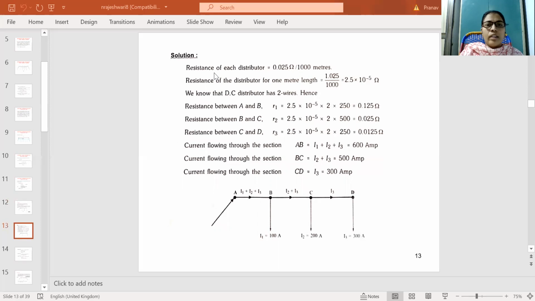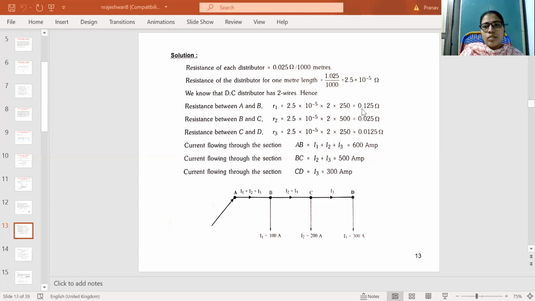First of all, we have to write the given data. The resistance in each distributor is 0.025 ohms per 1000 meters. So the resistance in the distributor for 1 meter length is 0.025 by 1000, which gives 2.5 into 10 power minus 5 ohms. We know that the distributor has two wires, hence the resistance between A and B is R1, 2.5 into 10 to the power of minus 5 into 2 times its actual length 250.